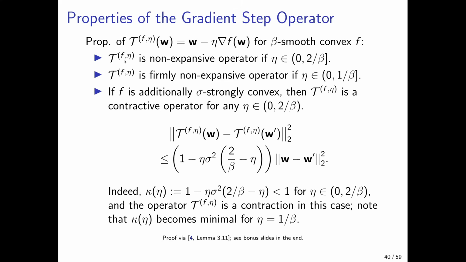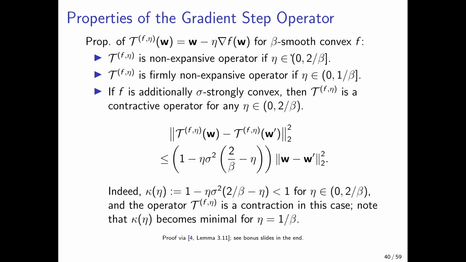We know that it is a non-expansive operator if eta is between 0 and 2 over beta, where beta is the beta smoothness of f. And we can also say that this gradient step operator is firmly non-expansive if eta is between 0 and 1 over beta. Notably, this interval is contained in this larger interval. And of course, this also makes sense, as every firmly non-expansive operator is also non-expansive, as we have seen before.